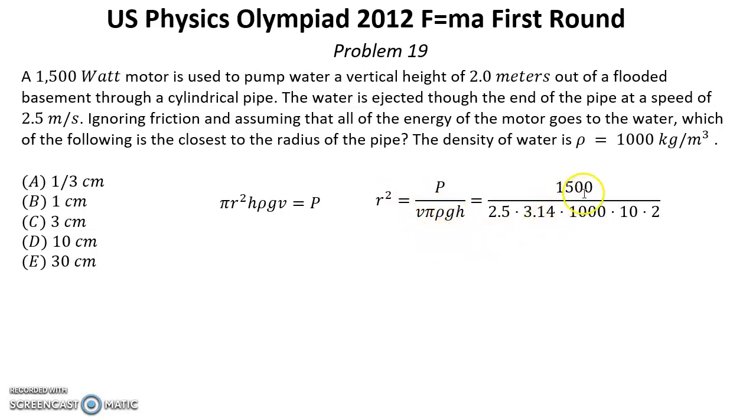R square equals power over v pi rho g h. When we put in numbers, we have this expression, which is approximately 0.01. So to find r, we need to take the square root of this, and that will be r equal 0.1 meters or 10 centimeters, which is answer D.